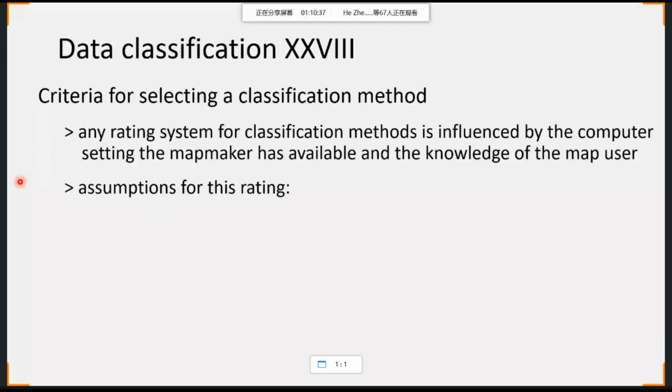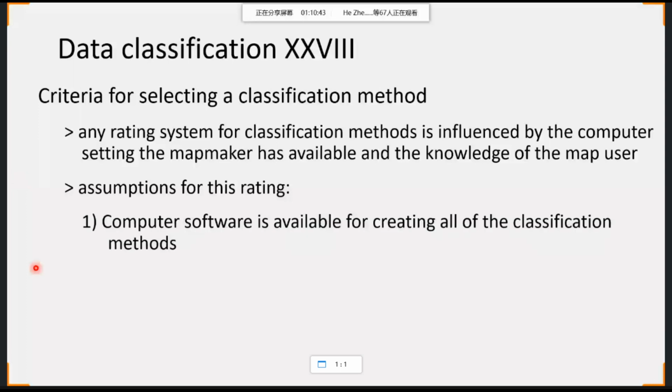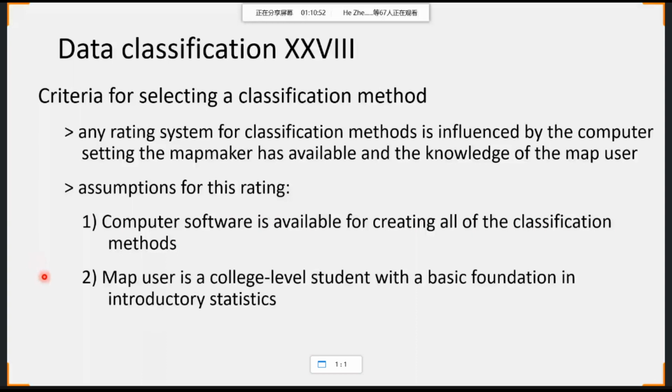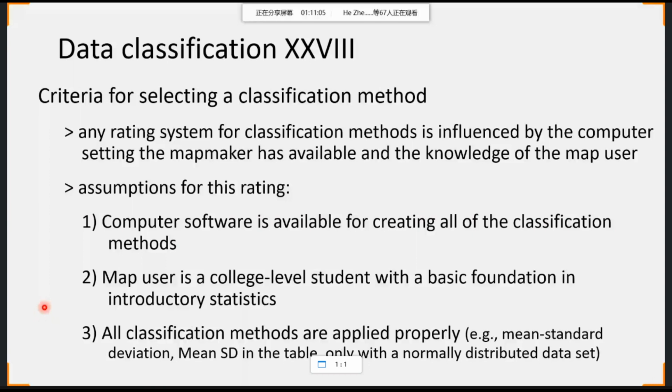Assumptions for this rating that I will present you here are from Slocum and colleagues. First, computer software is available for creating all of the classification methods. Second, the map user is a college-level student with a basic foundation in introductory statistics. So what is a mean, what is a standard deviation is clear, for example. And third, all classification methods are applied properly, of course. So for example, mean standard deviation in the table only with a normally distributed data set.